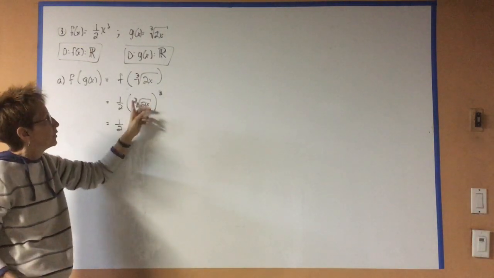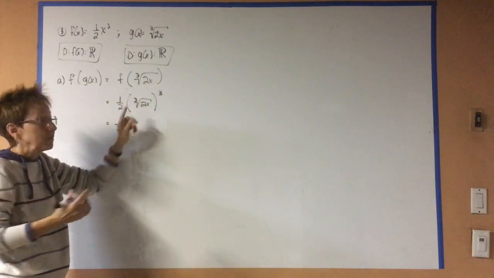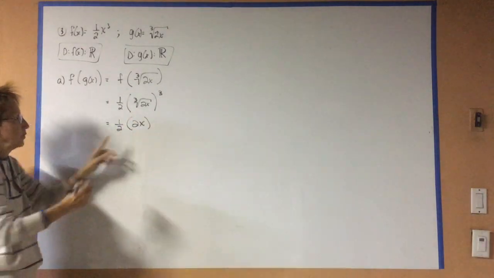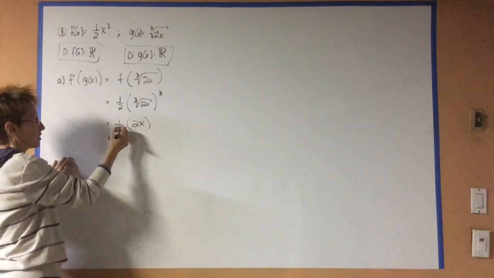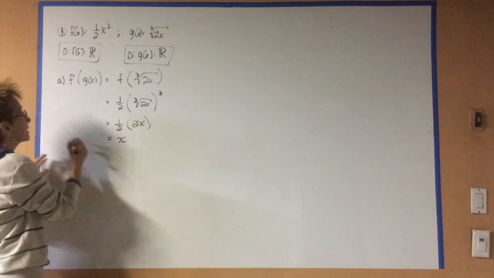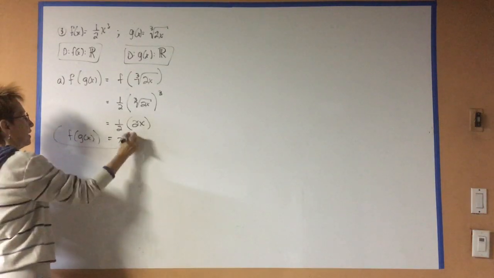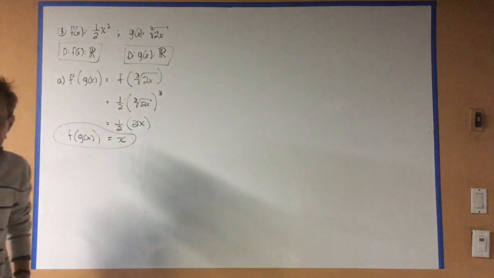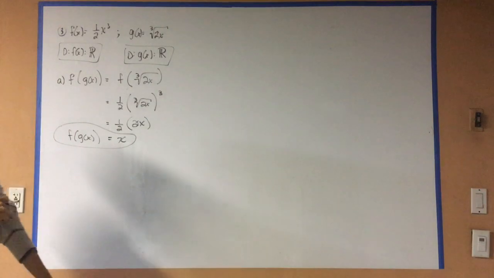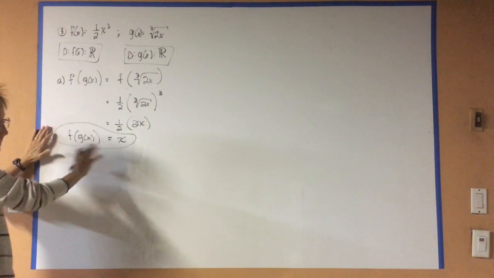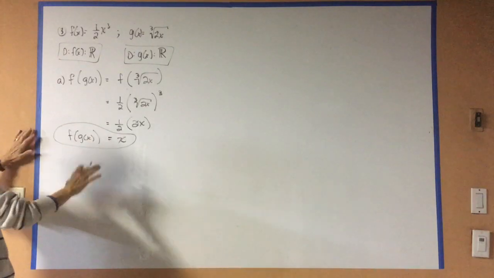So what happens when you cube a cube root? You're left with the radicand, which is 2x. So this says 1/2 times 2x. And I can cancel here, so this just gives me x. So f of g of x equals x. This actually is a special kind of composite function that we'll talk about in the next section. But anyway, that was kind of nice that it all canceled out and got me back to x.